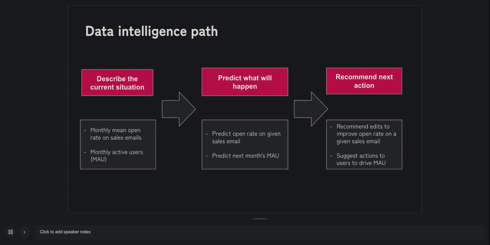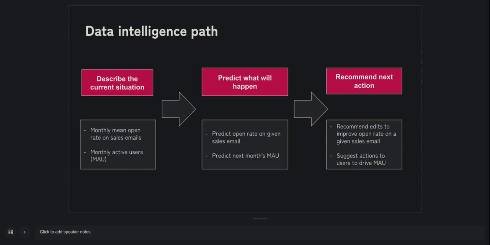And then finally, you want to recommend the next action. And going back to our examples, that could be recommending edits to improve an open rate on a given sales email, for example, based on what you have seen in past performance and how well the predictive pieces of your previous work are doing. Or suggest actions to users to drive MAU. So if you're looking to increase your monthly active users, you could look at certain actions that certain users are taking and succeeding or showing what they're liking, and then recommending those actions as kind of a call to action for less active users to drive up that number.